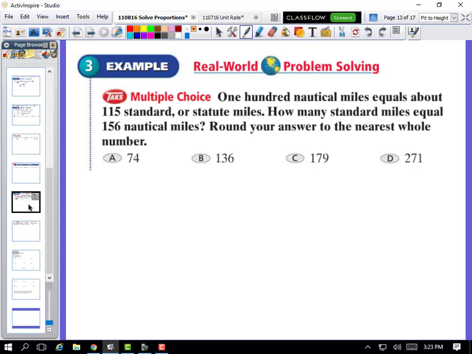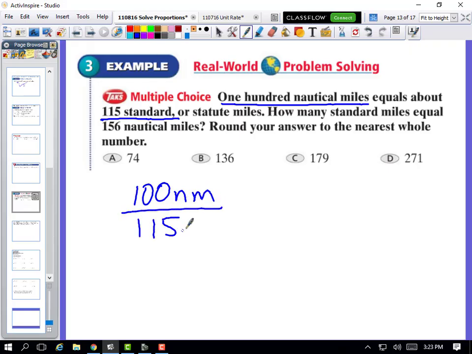So in this one right here, it says 100 nautical miles equals about 115 standard or statute miles. How many standard miles equal 156 nautical miles? Well, anytime you have a word problem dealing with ratio and proportion, there's going to be a ratio that I know. In this case, 100 nautical miles is the same as 115 standard miles. So that's the ratio I know: 100 nautical miles over 115 standard miles. And that sets up our ratios, and it sets up our labels.